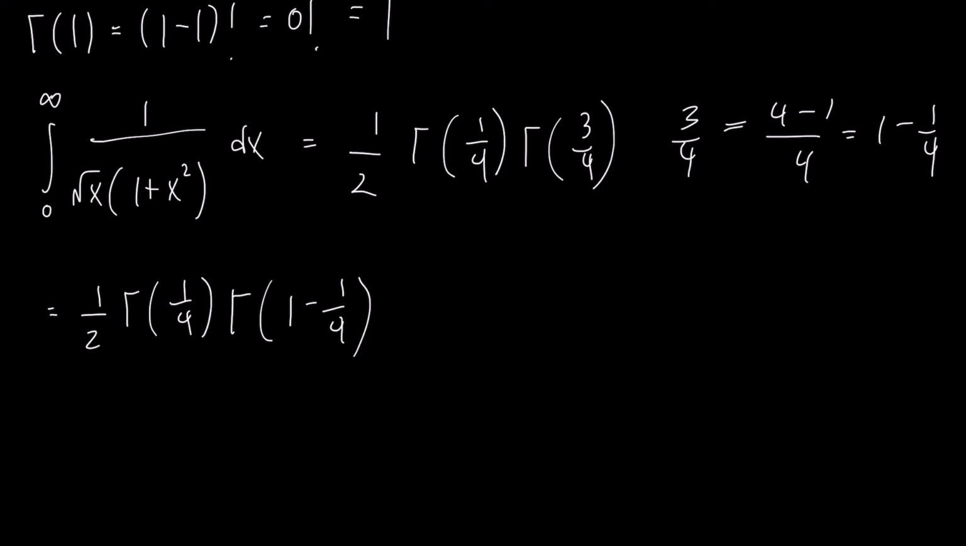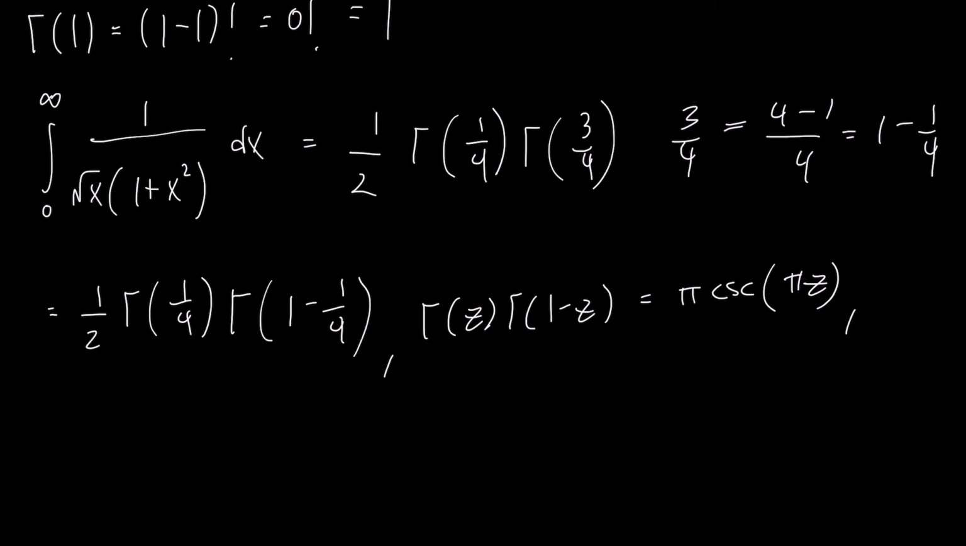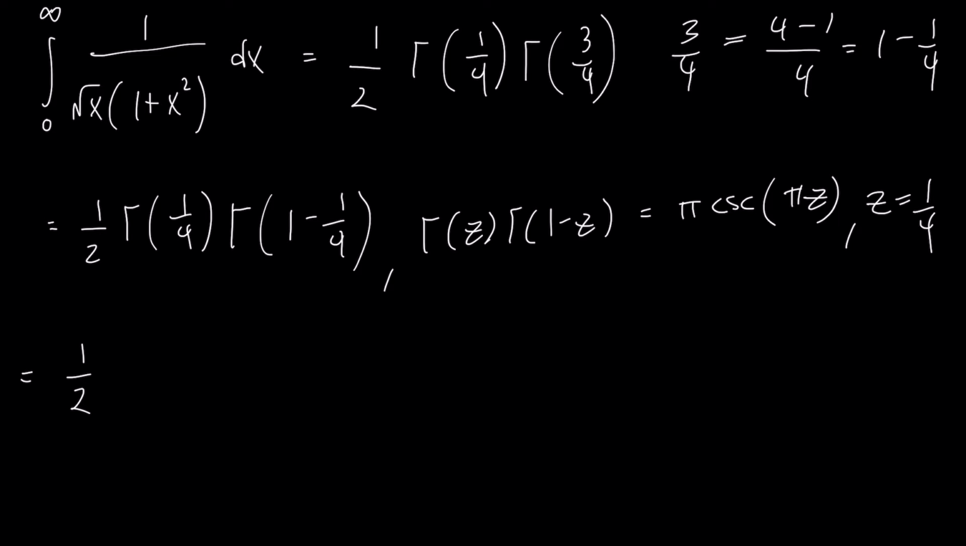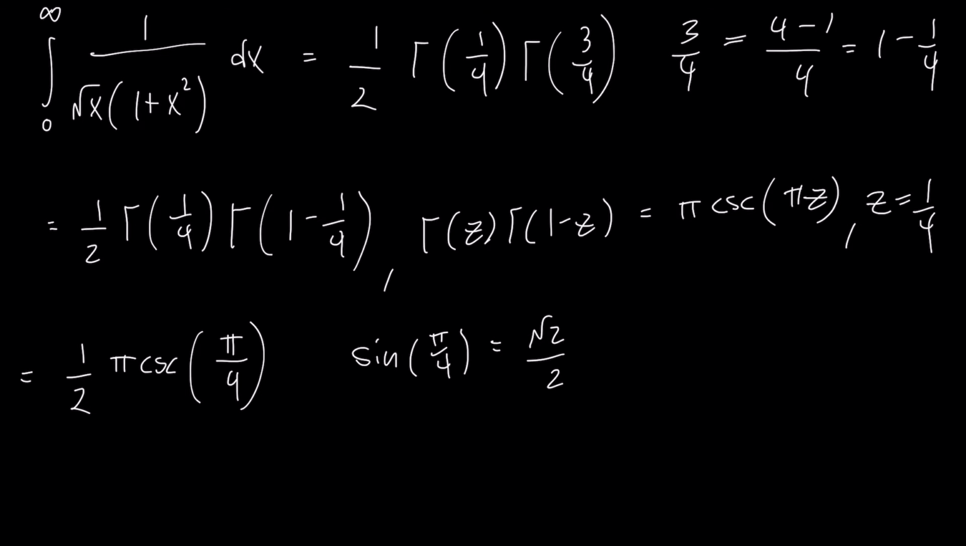I use Euler's reflection formula, another nice identity, that gamma of z times gamma of 1 minus z is equal to pi cosecant of pi z. Here we can see that z is equal to 1/4. So we just have 1/2 of pi cosecant of pi times a fourth, which is pi over 4. We know that the sine of pi over 4 is the square root of 2 over 2, but cosecant is the reciprocal of that, so cosecant of pi over 4 is 2 divided by the square root of 2.